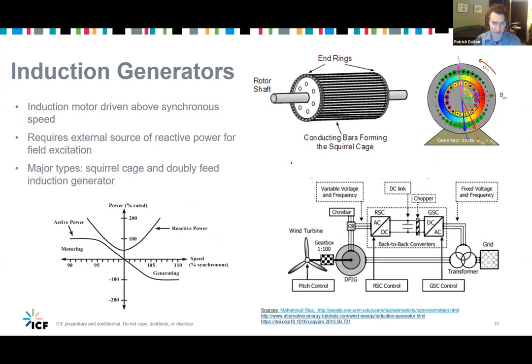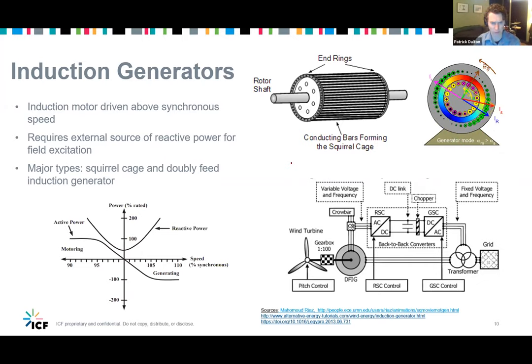And then induction generators are basically an induction motor that are driven above the synchronous speed, so above the frequency of the grid essentially. Depending on the number of poles, that frequency is actually much, much quicker. The angular speed is much, much quicker than the actual grid frequency. But that's really the basic concept here. Something that's different about induction generators is that they do require an external source of reactive power, which plays into some of the protection considerations, like the ability for one of these machines to start up without a grid source. That's more difficult for an induction generator when compared to a synchronous machine.